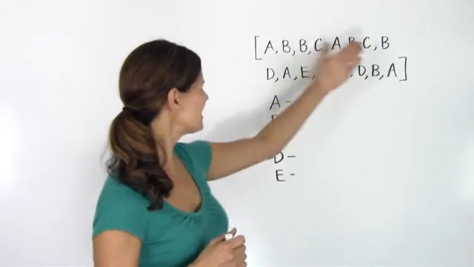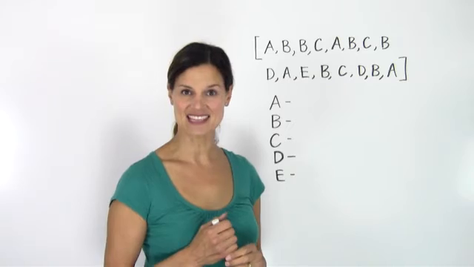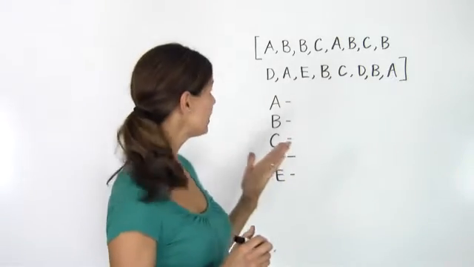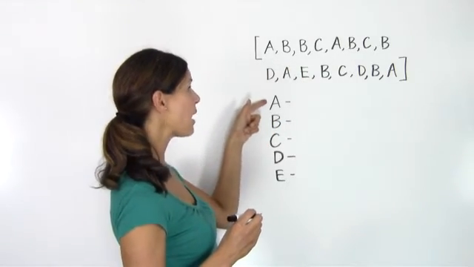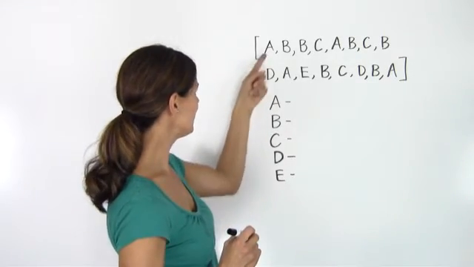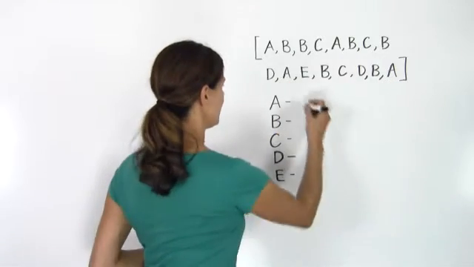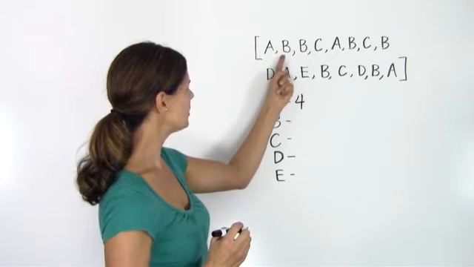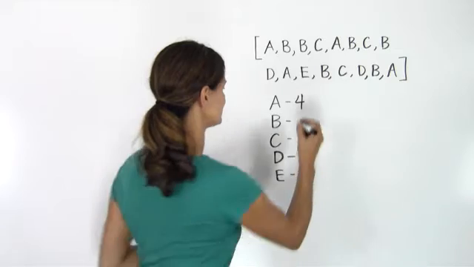If I have this big set here of A's, B's, C's, D's, and E's, what I do to find the mode is I count the number of times that what I'm looking at occurs. So for example, I want to know how many occurrences of the letter A are in my set. 1, 2, 3, 4. And I write that down. How many B's are in my set? 1, 2, 3, 4, 5, 6.